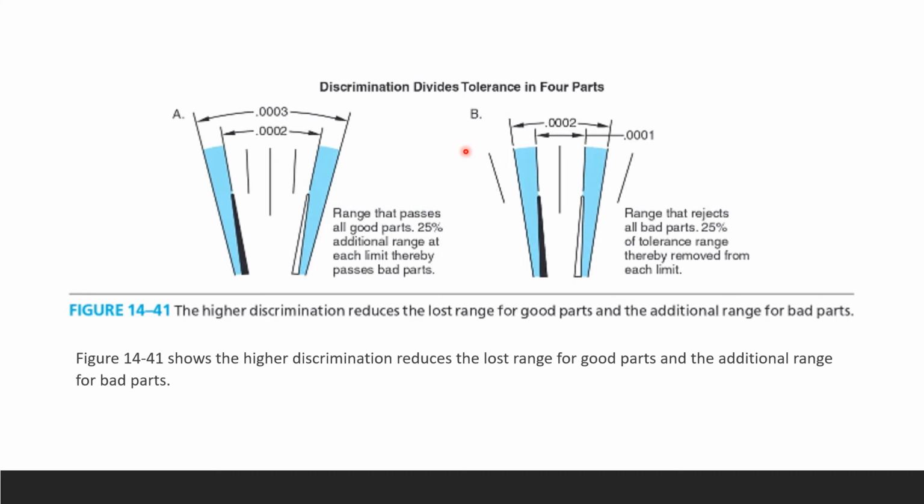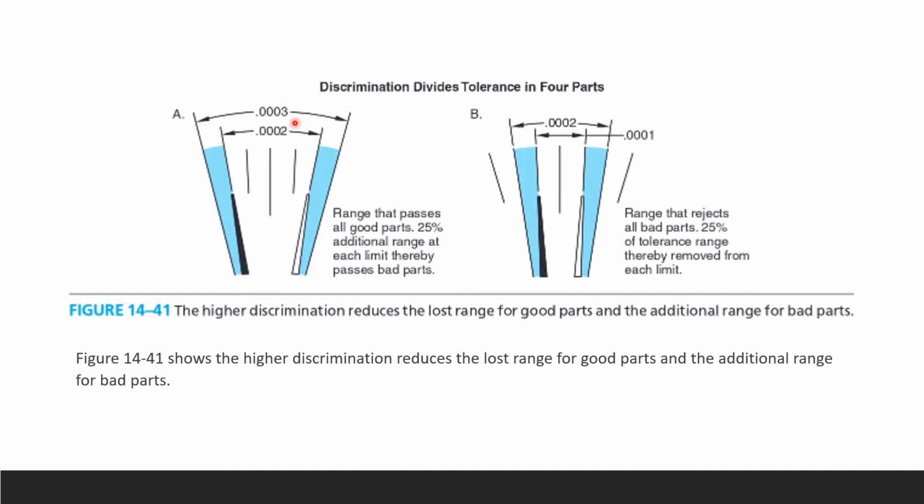Discrimination divides tolerance in 4 parts. The higher discrimination reduces the lost range for good parts, and the additional range for bad parts. We don't want the additional range because we don't want to let the bad parts pass. So we want to get rid of it. We use higher discrimination, so that is going to reduce the additional range for your bad parts to pass. That is also going to reduce the lost range for good parts. So the good parts passing is going to be accurate.